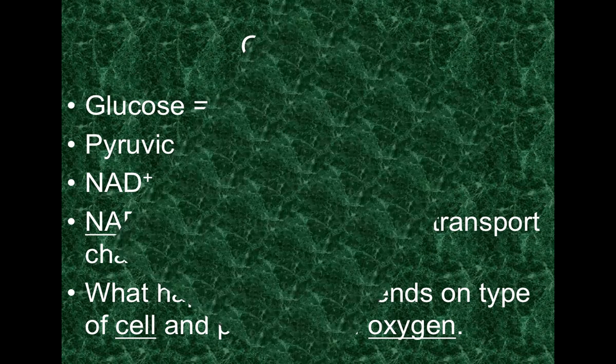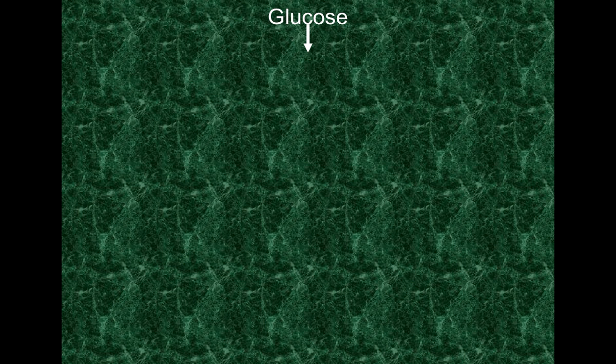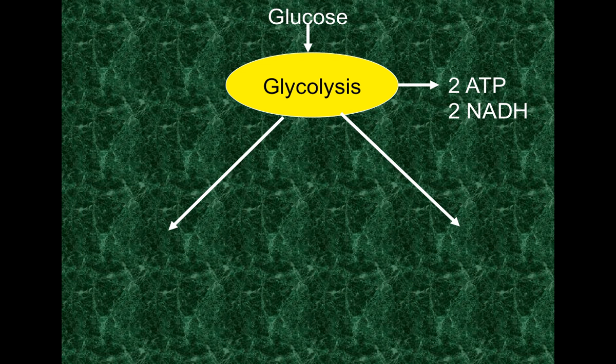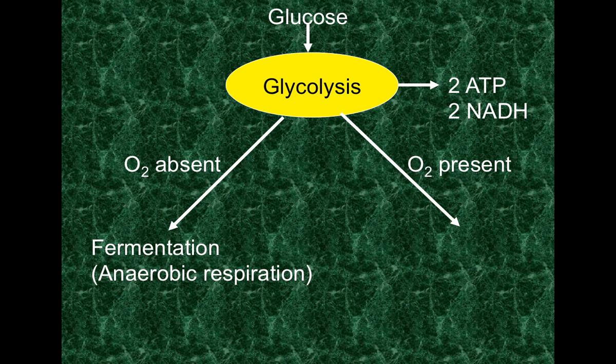So this is what we've done so far. We've taken glucose and gone through the process of glycolysis. Out of that, we get 2 ATP and 2 NADHs. After glycolysis, it depends on whether oxygen is present or absent. If oxygen is absent, we undergo fermentation, which is anaerobic. Anytime we have oxygen absent, we refer to it as anaerobic. If oxygen is present, then we move into aerobic respiration.